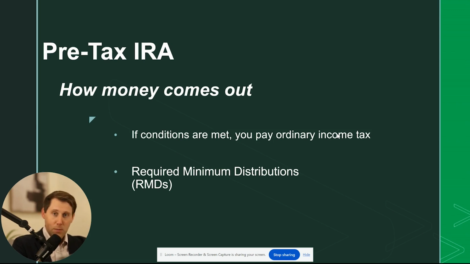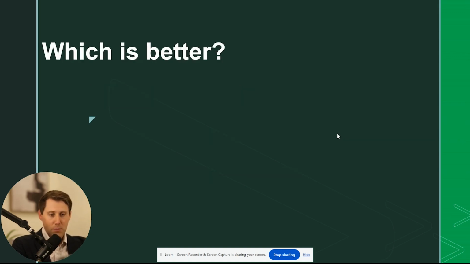When RMDs begin depends on your age. Today, it's generally between ages 73 or 75, depending on your birthday. But when you turn that RMD age, you're required to pull out a certain percentage of your account. And we have a dedicated video on RMDs and how they work. But that is another way that money comes out of a pre-tax account. So these are the 2 ways money comes out.